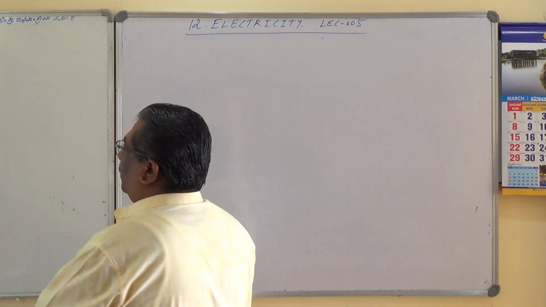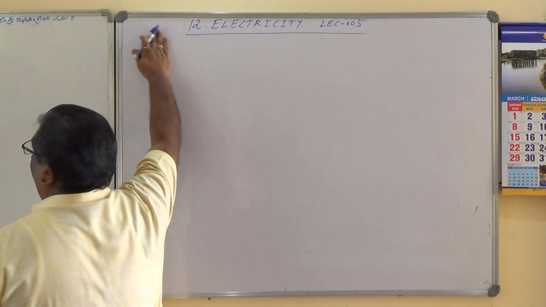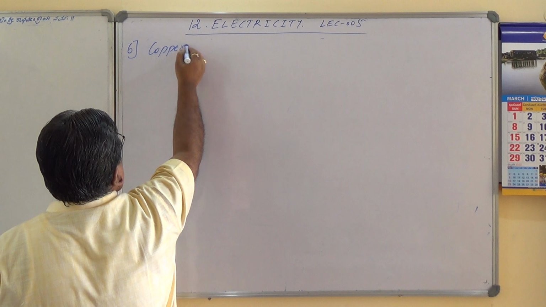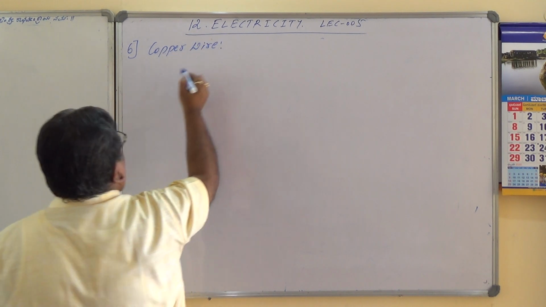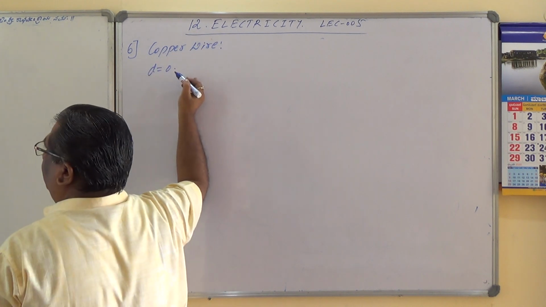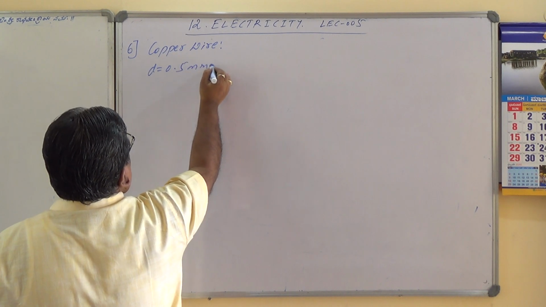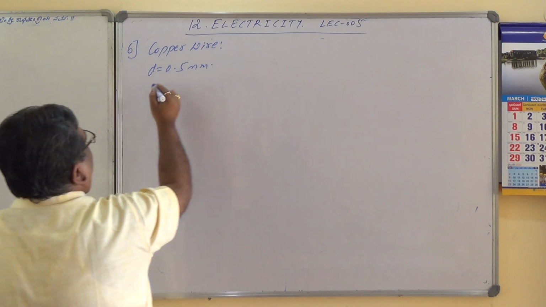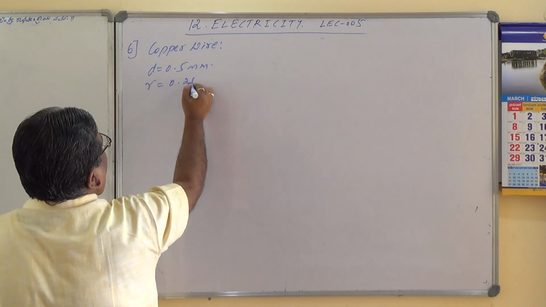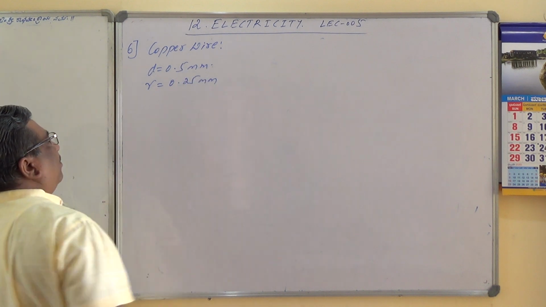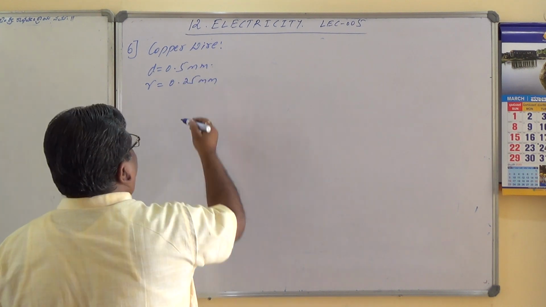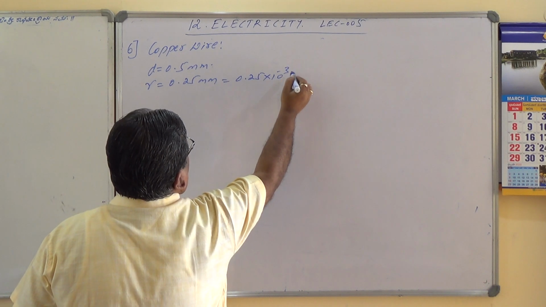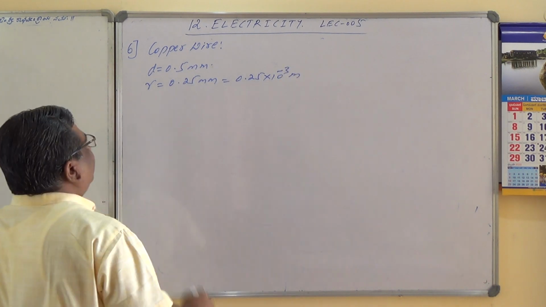Given information: a copper wire, let me put a number 6 copper wire. What is the diameter? 0.5 millimeter. 0.25 millimeter is the radius. R equals 0.25 millimeter, that is 0.5 divided by 2. Radius will be half, which equals 0.25 into 10 to the power minus 3 meter. These things you should know.